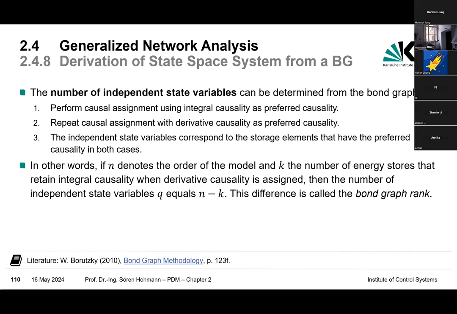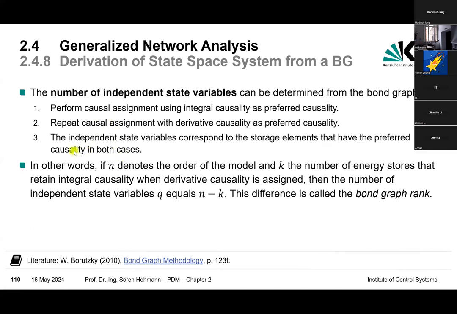Now, again, same question as before. We learned something about the spanning tree, and we learned something about how to determine the number of state space variables. And this can be done with the bond graph as well. So you can perform causality assignment using integral causality as preferred causality. And then you do the very same with derivative causality as preferred causality.